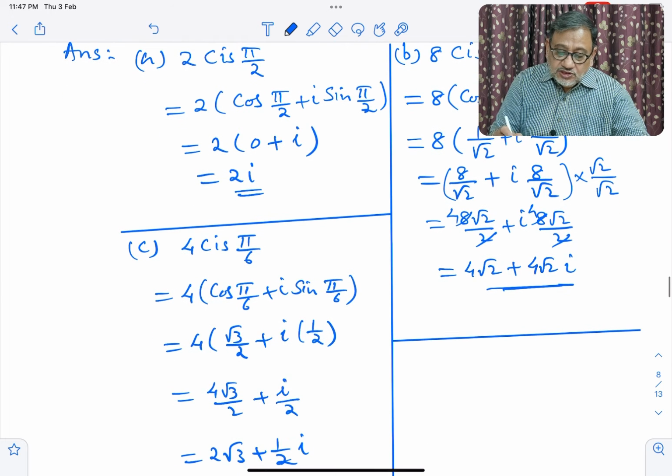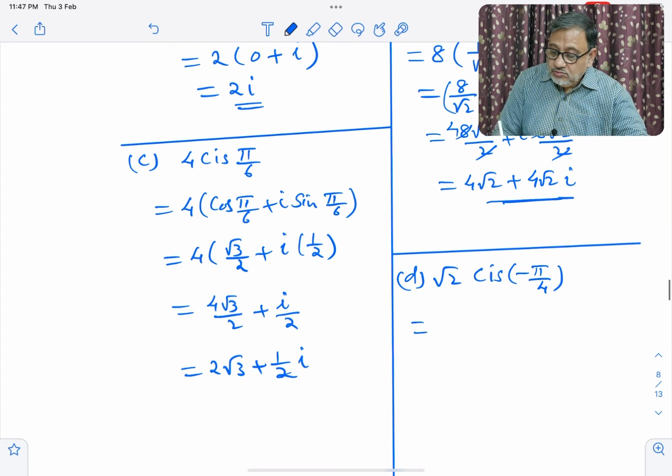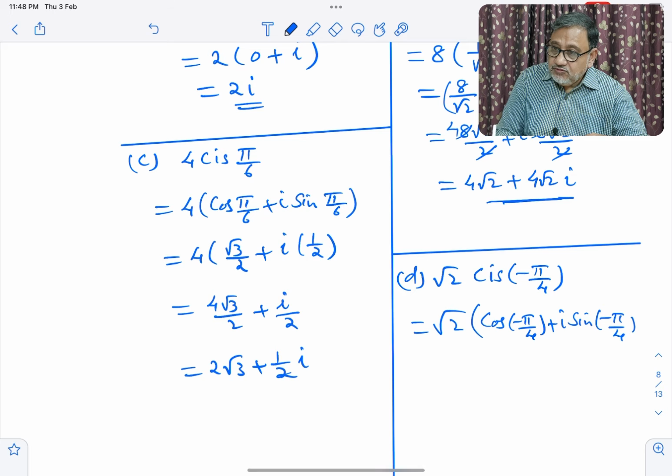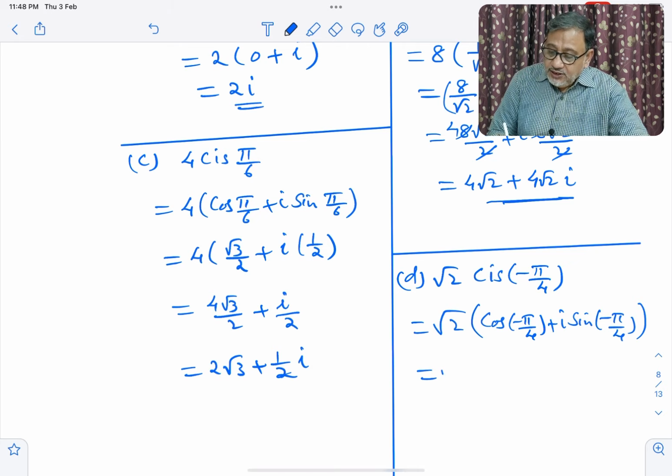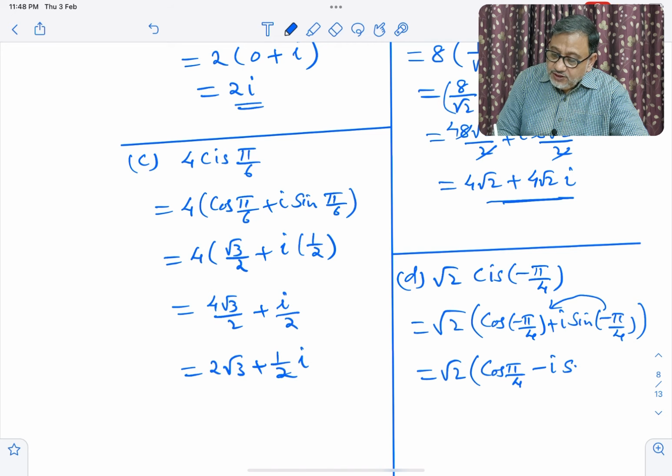Root 2 into cis minus pi by 4. So now look here, it will be root 2 bracket cos of minus pi by 4 plus I sine of minus pi by 4, right? Now look here, the negative sign of cos becomes positive, so it is cos of pi by 4. The negative sign of sine will come out, so it will be negative I sine of pi by 4.